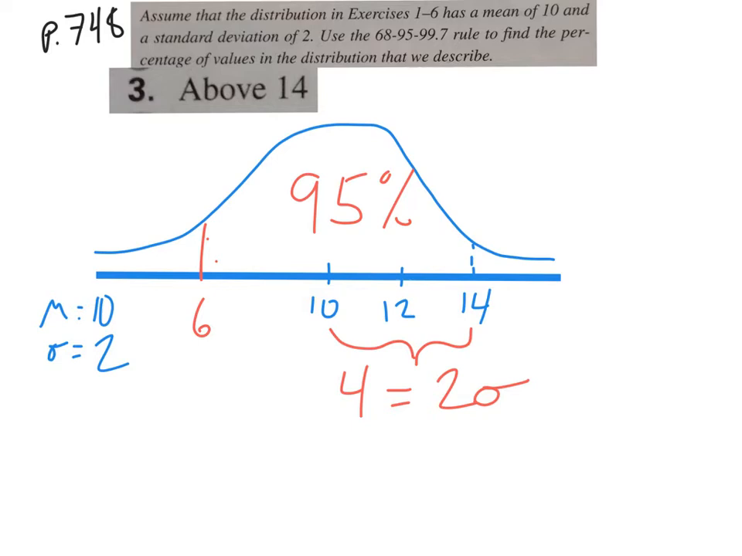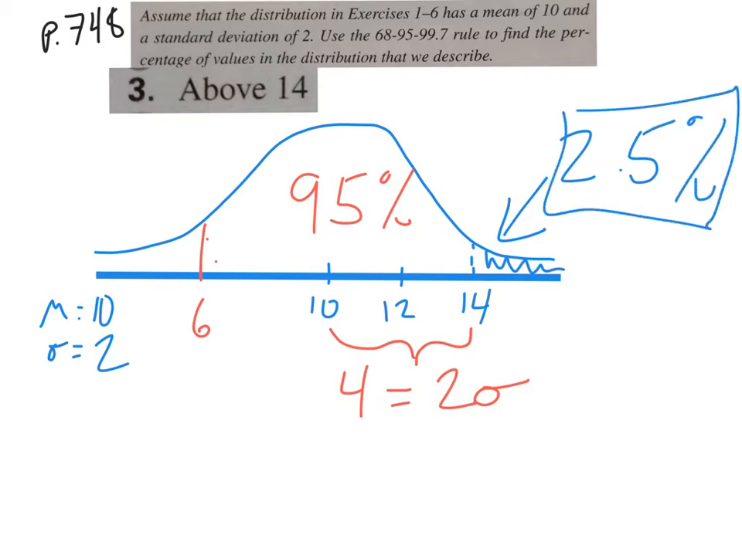Don't forget though, we're after the percent of values above 14, right? So how can we figure that out? Well, if I know that 95% are in the middle, that means there's only 5% left, and it's split amongst these tails, 5% here and here. It should be symmetric, so this piece here is 1/2 of 5%, which is 2.5%.